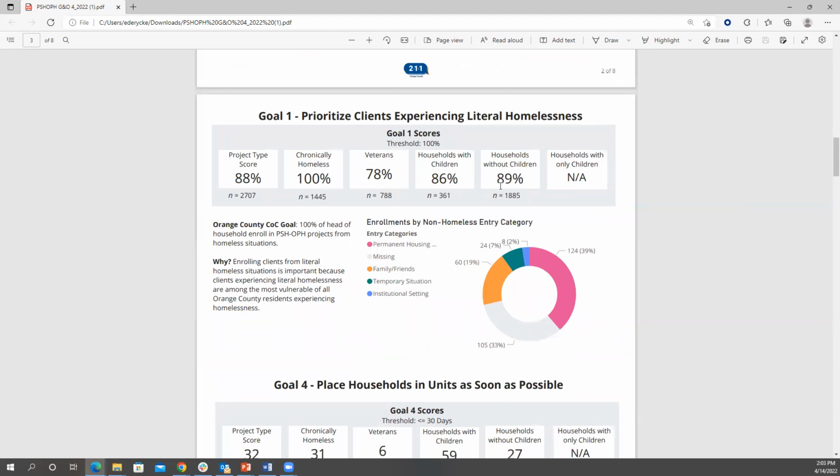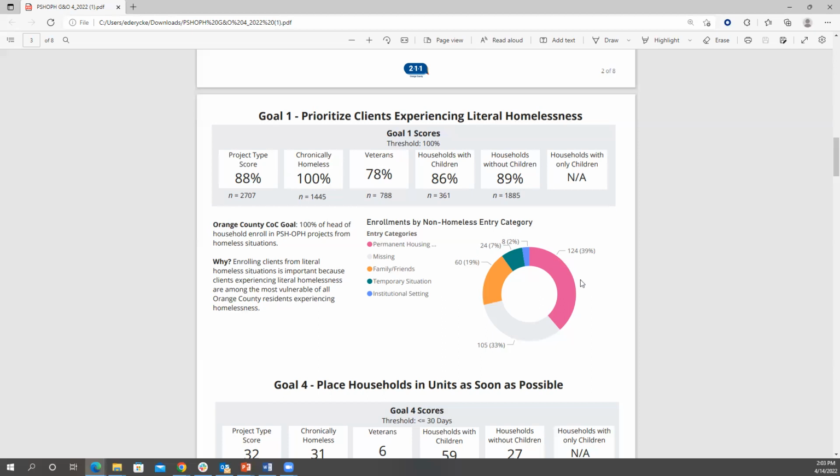So the first measure is looking at head of households that entered a permanent supportive housing or other permanent housing project from a homeless situation. So ideally, we want all clients to be entering from homeless situations to ensure that the most vulnerable are being served. As a project type, we scored 88%. And you can see how we're doing for the different subpopulations. For the clients that did not enter from homeless situations, 39% of them came from permanent housing.